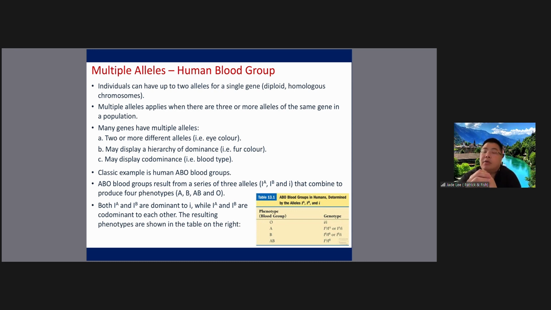Okay, and this group results from a series of 3 alleles, as I said just now: I with the capital A, I with the capital B, and also the small i, the locus. That combined produces 4 different phenotypes, such as blood group A, blood group B, blood group AB, and also blood group O. So both I with the capital A and I with the capital B are dominant, while the small i are co-dominant to each other. The resulting phenotypes are shown in the table here.